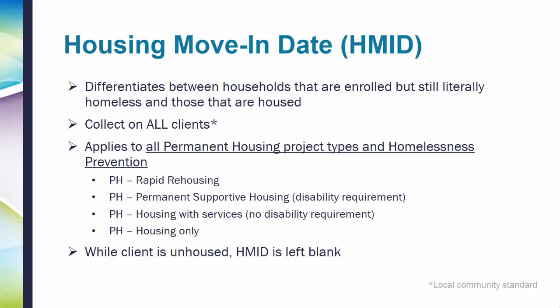Permanent housing includes the following project types: rapid rehousing, permanent supportive housing, PH with services, and housing-only projects. In the case of homelessness prevention, the client is already housed at entry, so the housing move-in date is equal to the project start date. For clients who do not have permanent housing, their housing move-in date is left blank.